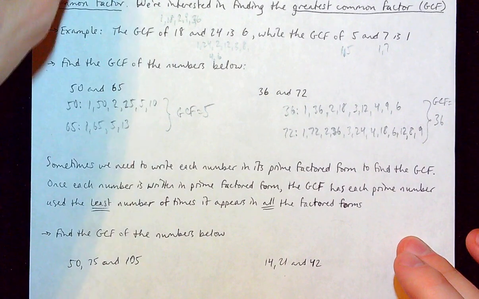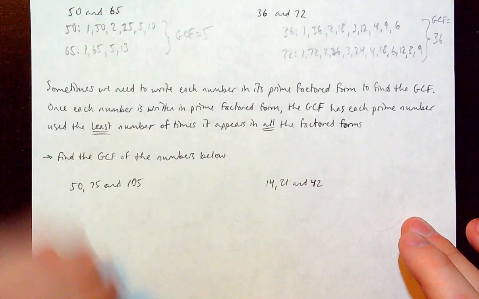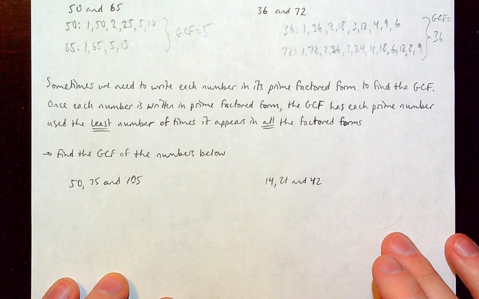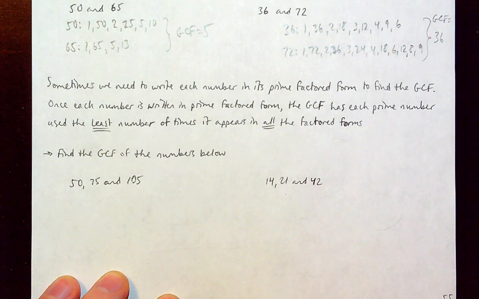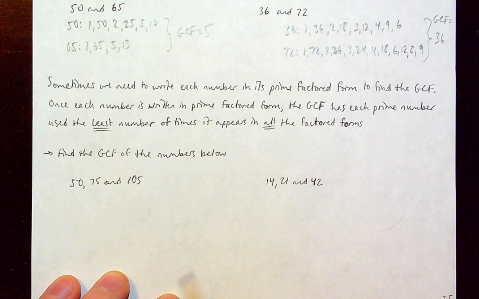So I offer this following way to make this easier on us. And it can be easier when we're trying to find the greatest common factor between 3 numbers and not just 2. Sometimes we need to write each number in its prime factored form to find the GCF. Once each number is written in its prime factored form, the GCF, the greatest common factor, has each prime number used the least number of times it appears between all of the factored forms of each of your 3 numbers.